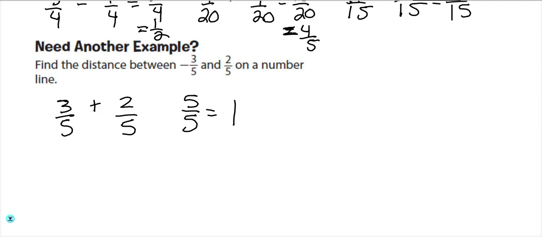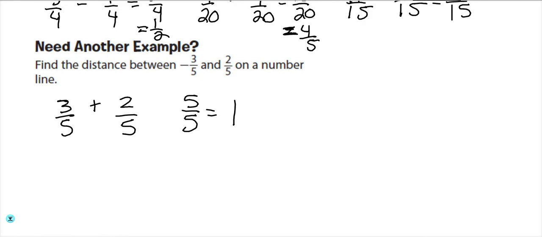And that's it. Watch this one again if you need to, guys. I know the borrowing thing gets weird. All I can say is just keep repeating to yourself: subtract 1 whole, add the bottom to the top.